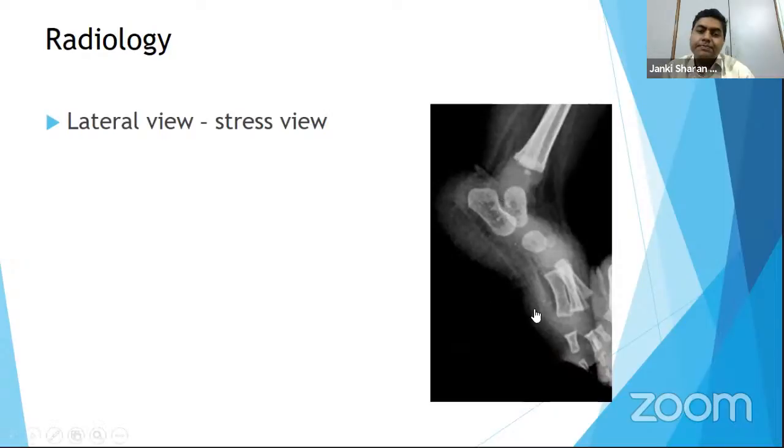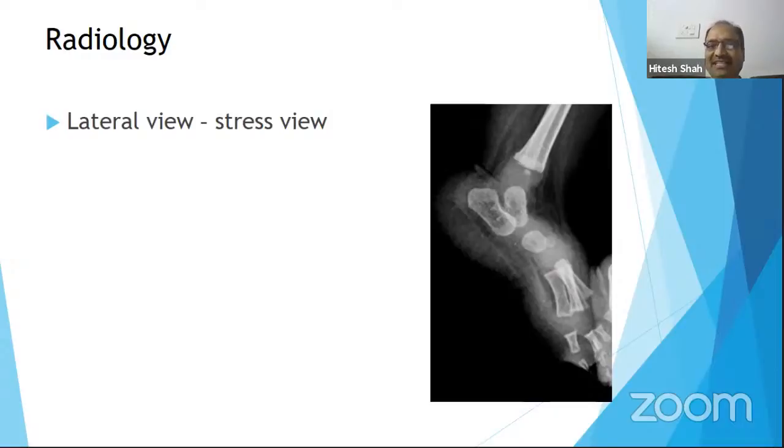How many bones are visible? Talus, calcaneum, and cuboid. Correct. Then the cuneiform. Cuneiform is also visible. Correct. Metatarsals, yes. And phalanges. Okay, excellent. So there are only four tarsal bones.